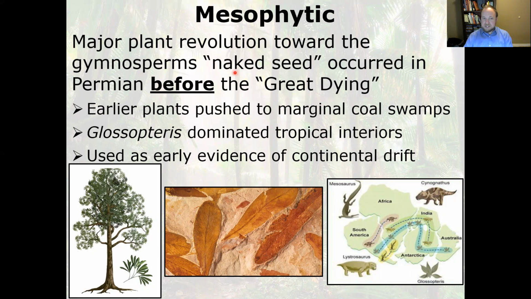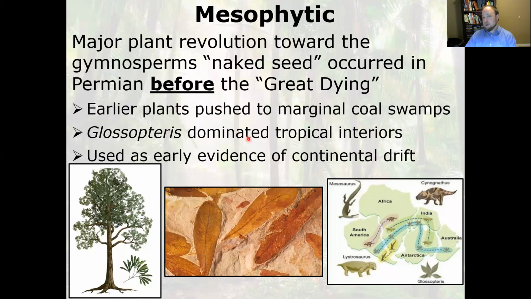But basically, the seed is a lot more efficient than the spore. The gymnosperm seed is a lot more efficient. And so it actually allows plants to colonize even deeper into continental interiors. The earlier plants are pushed to the margins, the marginal coal swamps. And Glossopteris dominates tropical interiors.